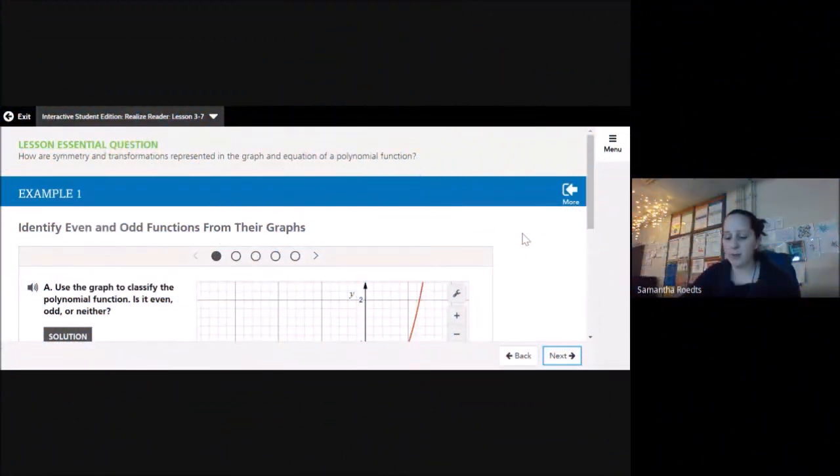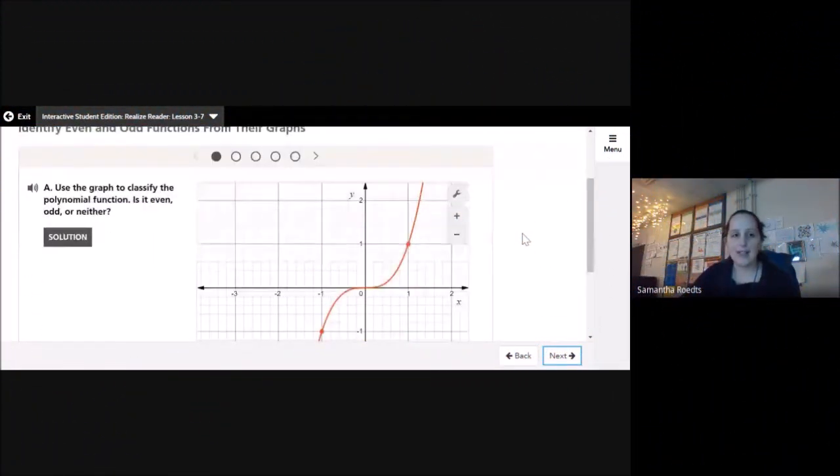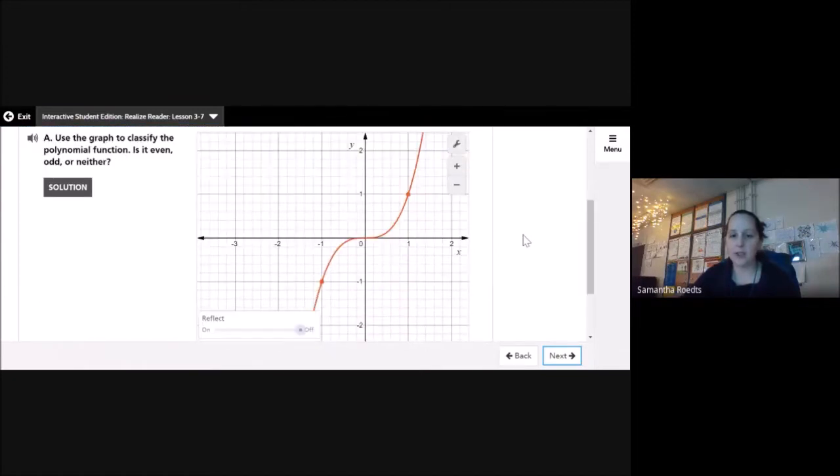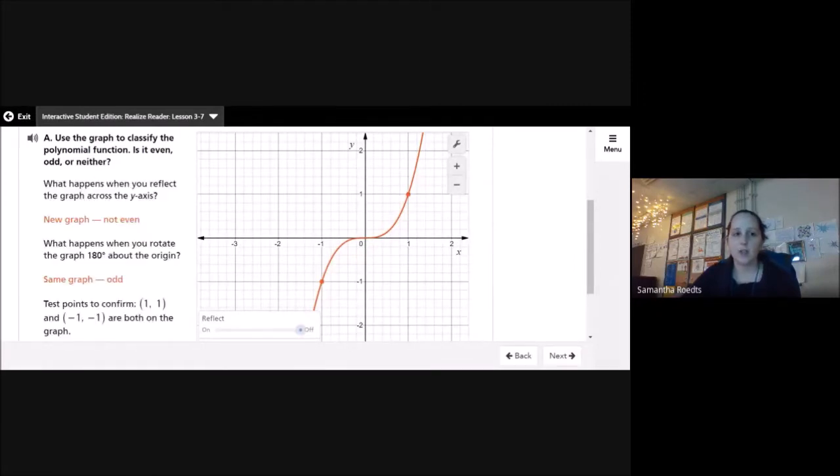All right, example number 1. Identify even and odd functions from their graphs. So if I'm looking at this function, it looks like it's symmetric about the origin. So what happens when you reflect the graph across the x-axis? So there's a reflection. New graph is not even. And what happens when you rotate the graph 180 degrees about the origin? It's the same graph.